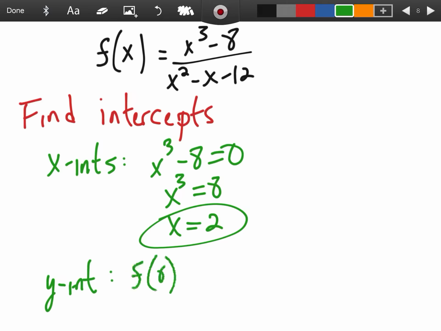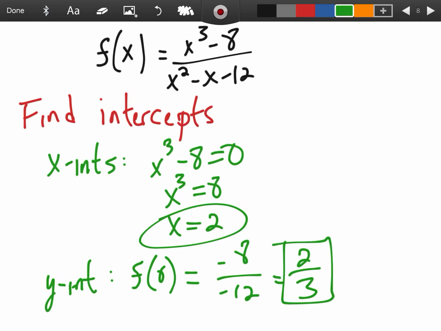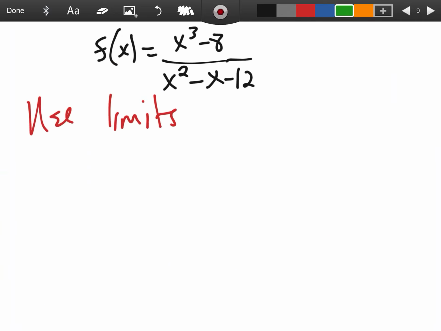So x-intercept is when f of x equals 0. Y-intercept is when x equals 0. I get negative 8 over negative 12. That's 8/12, which is 2/3. So there's my y-intercept. All right, now the limits.